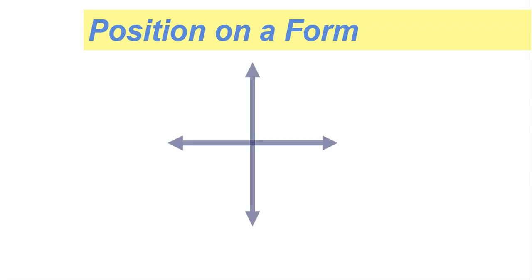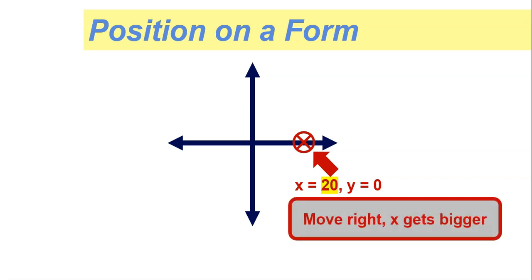Where are these components positioned on the form? Let's take, for example, in mathematics, you might have learned about the Cartesian plane, and you would have known that that is the origin. In other words, it's 0, 0 for the X and the Y. If I move to the right, what is that affecting? That's affecting the X value. The X value gets bigger.